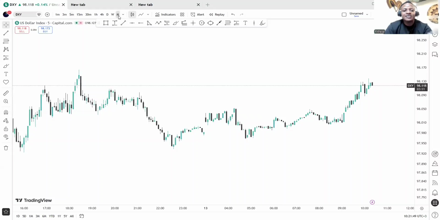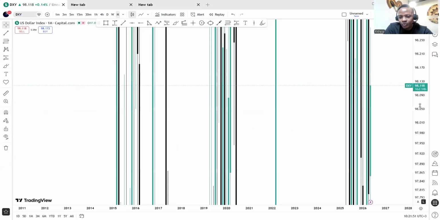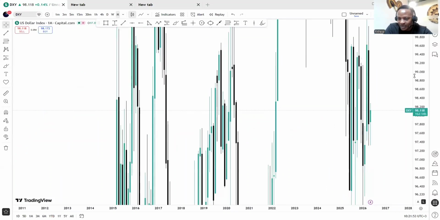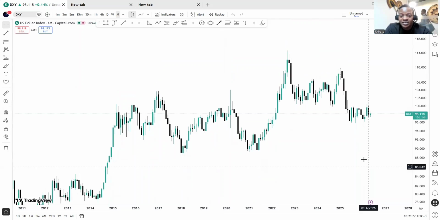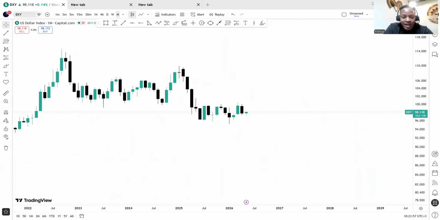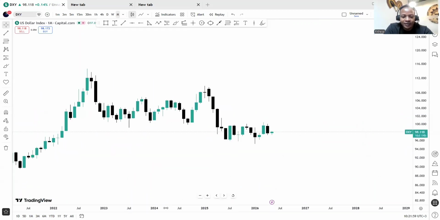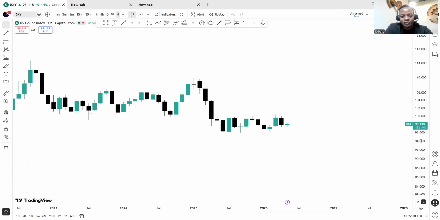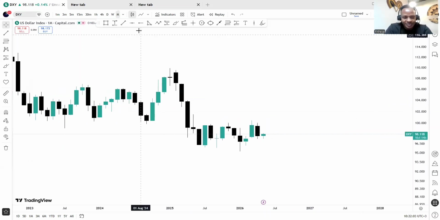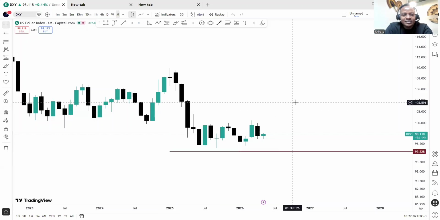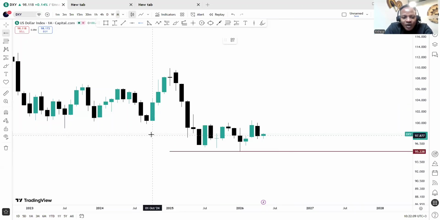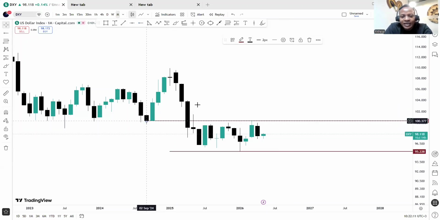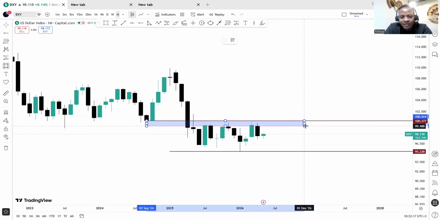So from the monthly time frame, you are going to know the general direction of the market. Let's say, for example, in the case of DXY, in this scenario here, DXY has been consolidating for a long time from the higher time frames. As you look at this, you can see clearly that DXY has been consolidating for a long time. It has been ranging between this zone here. You see this zone here.